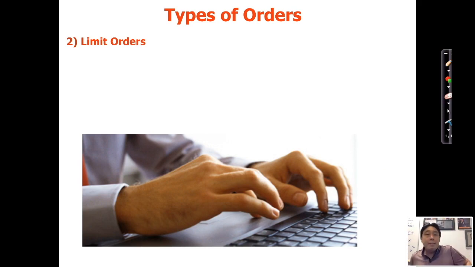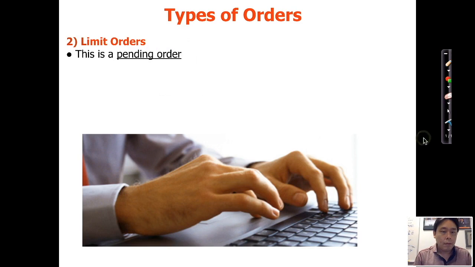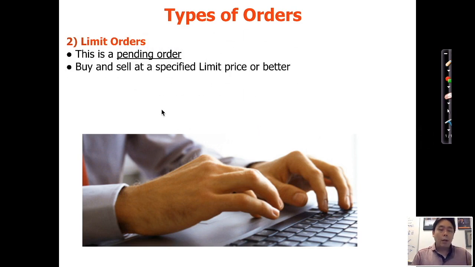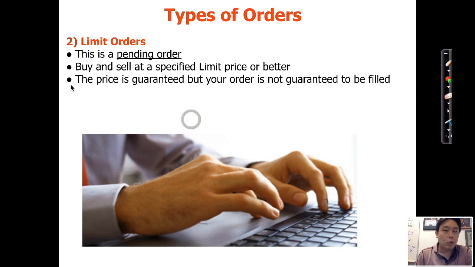Next are what we call limit orders. Now remember, when you place a market order, you get instant execution. Instantly you buy it, instantly you sell it. When you place a limit order, it is what we call a pending order. So what's a limit order? A limit order is when you want to buy or sell at a specified price, we call it the limit price or better. So when you place a limit order, the price is guaranteed. Whatever price you want to buy at, you will definitely get the price or better. But your order is not guaranteed to be filled.